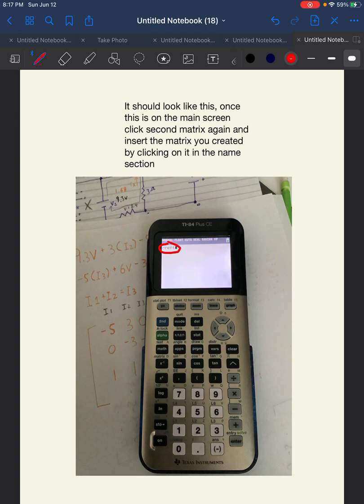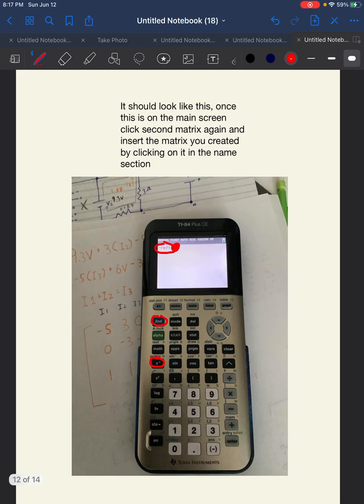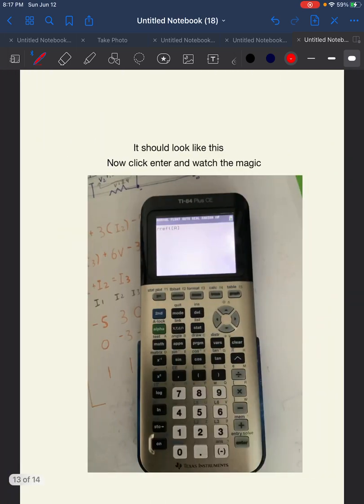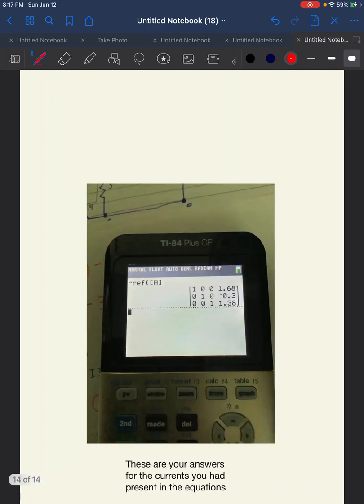Now, when you have RREF on the main menu, click second, then matrix again, and that'll bring you to the matrix menu. Rather than scrolling over to edit or math, you'll just stay at names and you'll click enter on any of the matrices you actually want to insert into RREF. Since we actually used A to construct our matrix, you would click on A, click enter, and then A should come up right here on RREF. Just like this. Now then click enter and watch the magic begin.